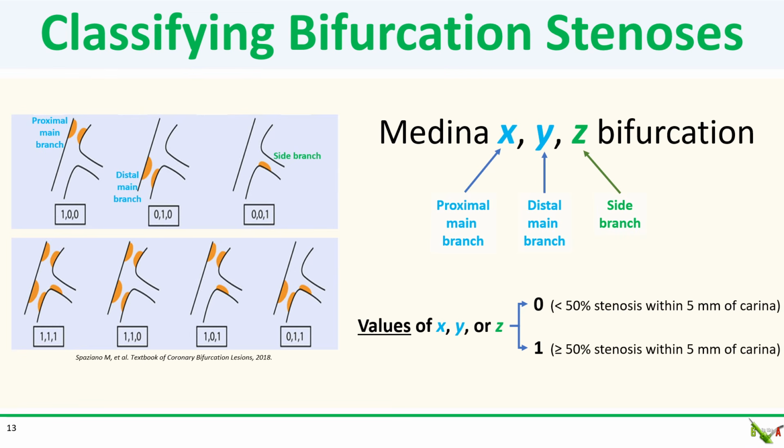In Medina 111, there is disease in all three parts of the bifurcation. In Medina 110, there is disease in the proximal and distal main branches, but not the side branch. In Medina 101, there is disease in the proximal main branch and in the side branch, but not in the distal main branch. And finally, in Medina 011, there is disease in the distal main branch and in the side branch, but not in the proximal main branch. Technically, there is also Medina 000, which is a bifurcation without any stenoses that is 50% or more.